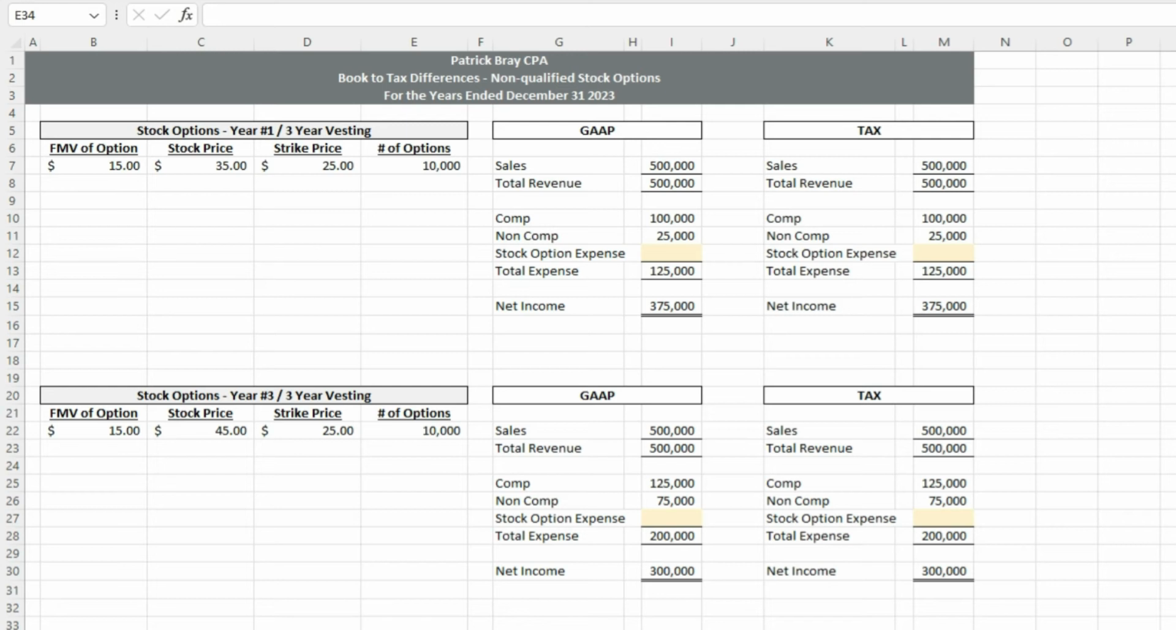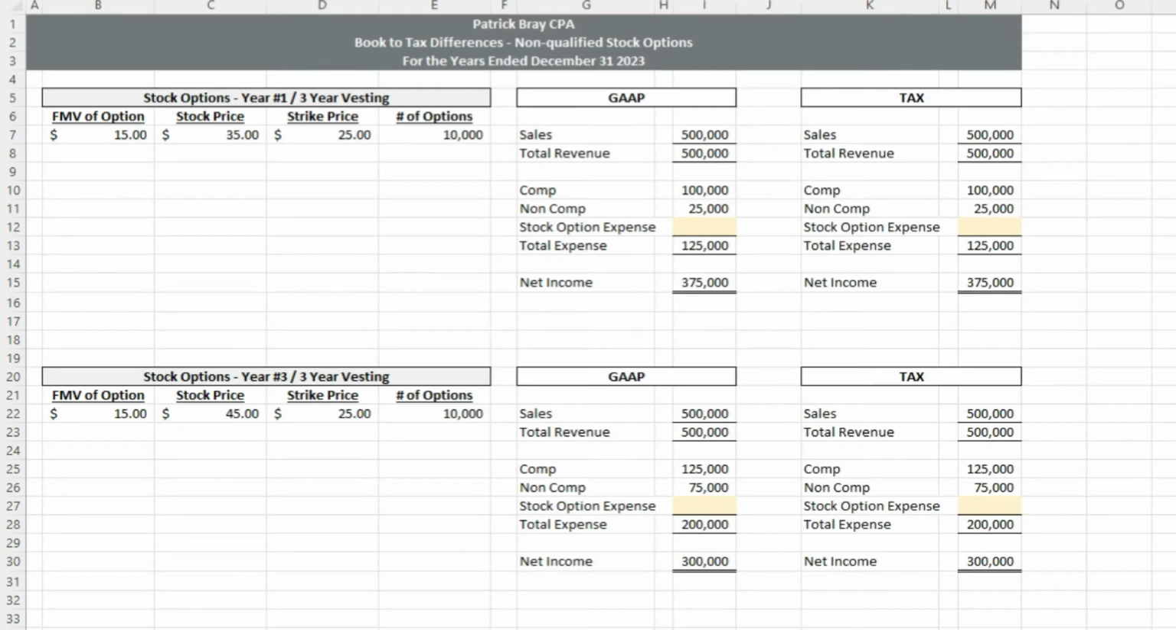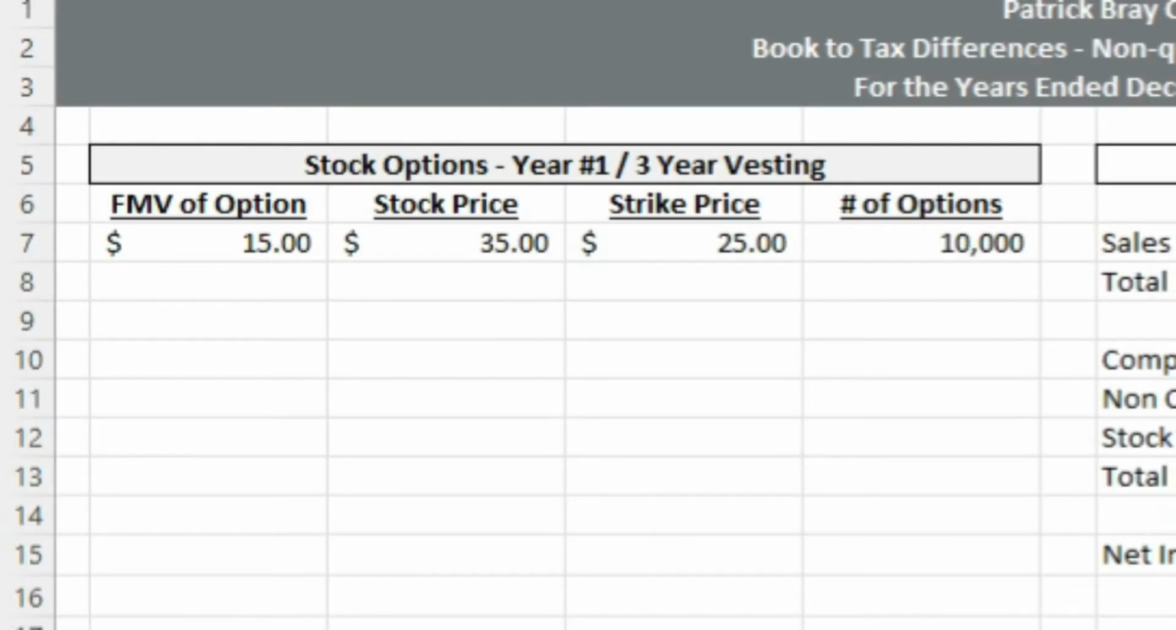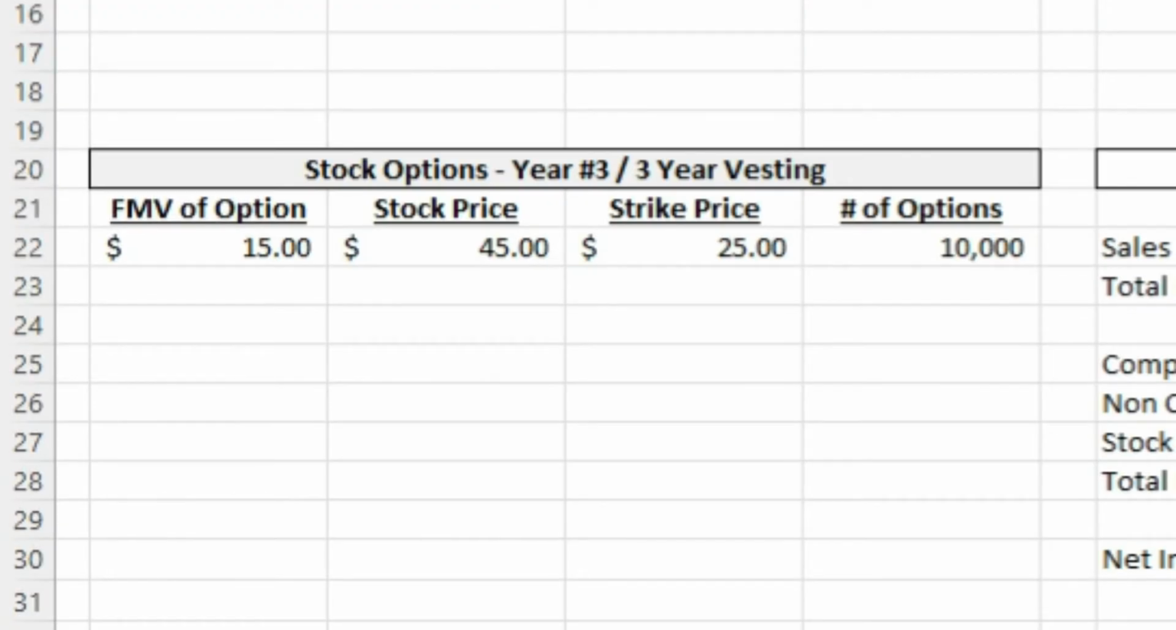Stock options. And specifically, we're going to talk about non-qualified stock options in this example. You're going to have GAAP to tax differences. And let's see why. I want to show you year 1 when the stock option was issued, and I want to show you year 3 when the stock option was exercised, so you can see the difference between the accounting from a GAAP to tax standpoint.